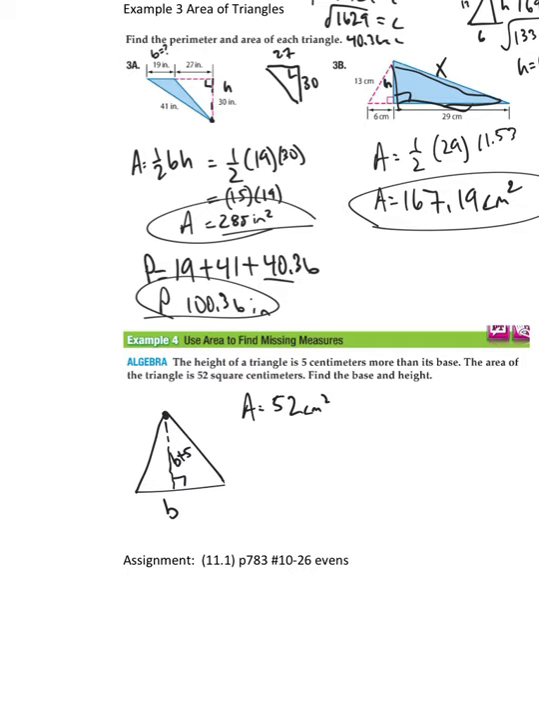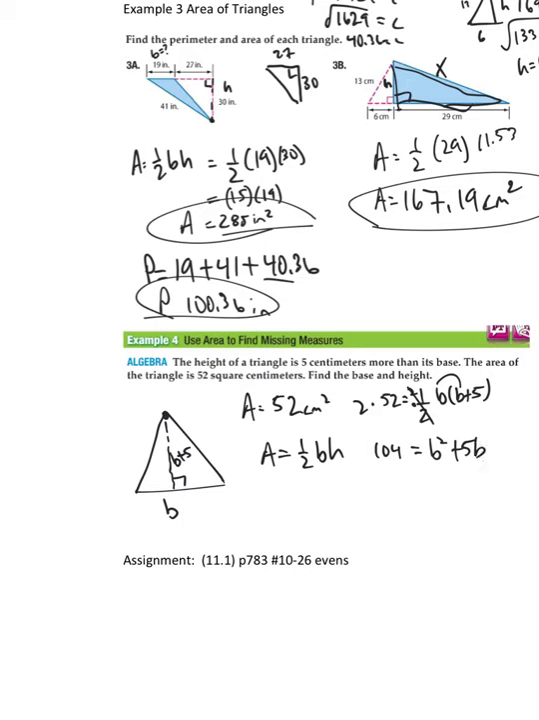So the formula, area equals 1/2 base times height. So let's substitute 52 for A: 52 equals 1/2 times the base, which is just b, times the height, which we said was b plus 5. So we write that in terms of b, and this is now an equation we can solve for b. We're going to multiply by 2 on both sides. We've got 104 equals b squared plus 5b.